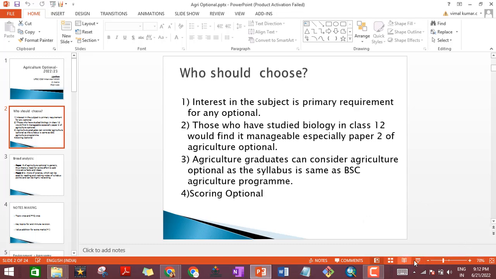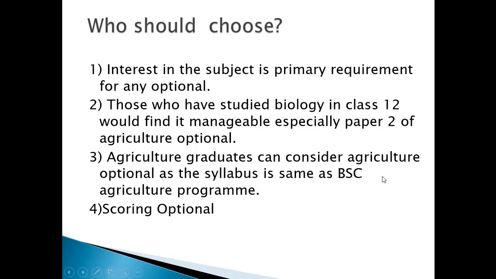And also it's a scoring optional. Even many seniors of ours got 300 plus scores, and even this year people have got 300 plus. So there is no question about the scoring.